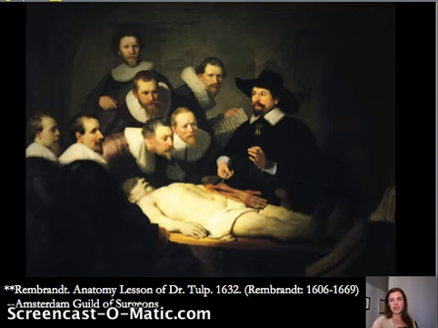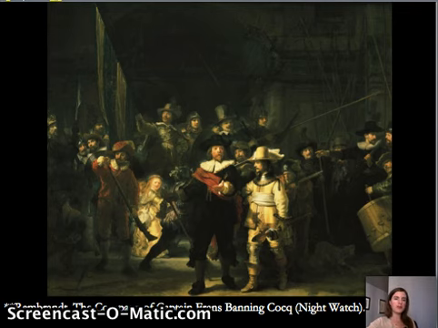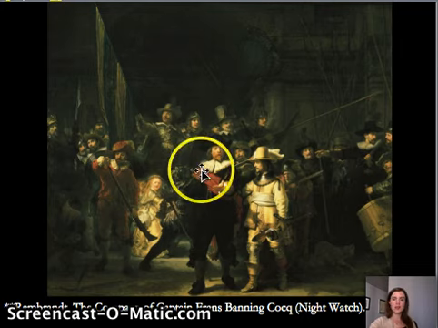Those who were dissected at this time were generally criminals. This man had been convicted of theft, and so that's how he ended up being dissected. Another, more famous group portrait is often referred to as the Night Watch, but the more correct title would be the Company of Captain Frans Banning Cocq, where we see him at center with his lieutenant.